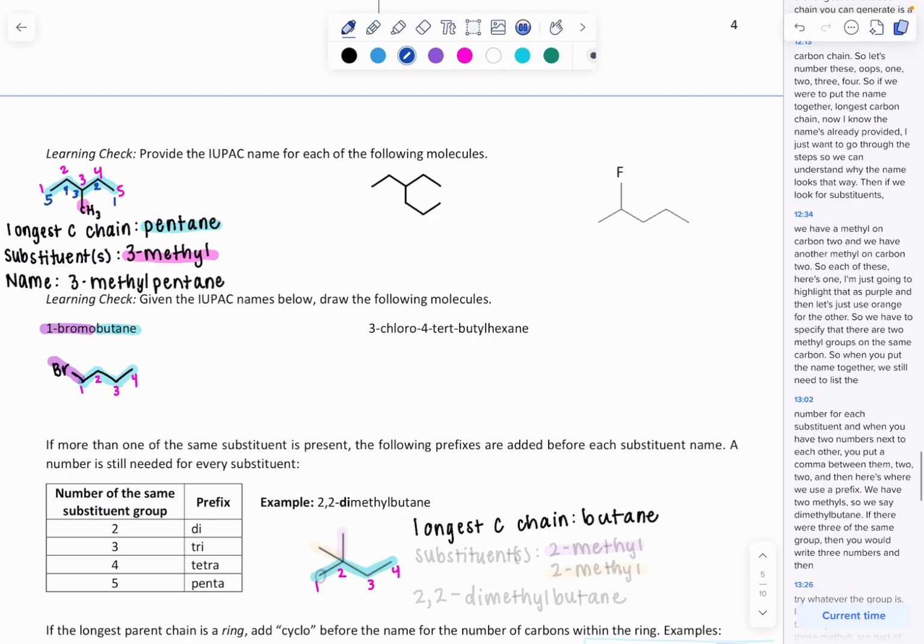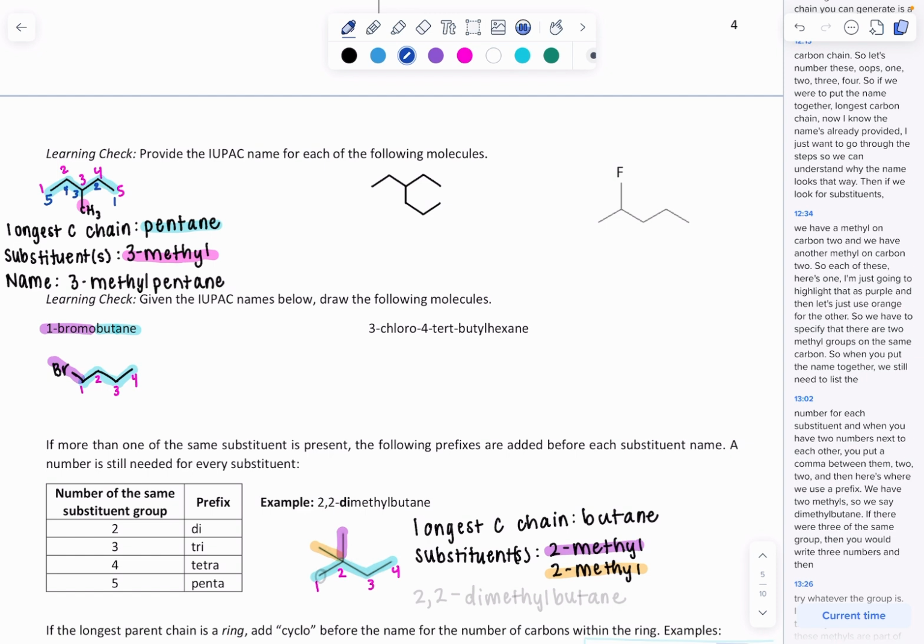So if we were to put the name together, longest carbon chain, now I know the name's already provided. I just want to go through the steps so we can understand why the name looks that way. Then if we look for substituents, we have a methyl on carbon 2, and we have another methyl on carbon 2. So each of these, here's one. I'm just going to highlight that as purple, and then let's just use orange for the other. So we have to specify that there are 2 methyl groups on the same carbon.